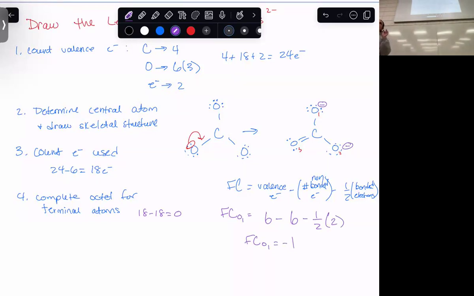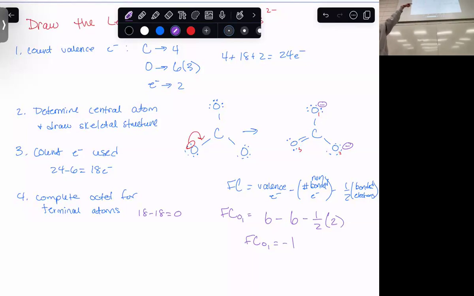What's the formal charge on oxygen 3 with the double bond? It's 0, right? It has 6 valence electrons. There are 4 non-bonded electrons, and there's 4 bonded electrons. We take half of those, that's 2. So we end up with a formal charge of 0. Is this our final structure for CO3 2 minus? What's the second one? This one here. Awesome, perfect, right? So this is a potential structure for CO3 2 minus.